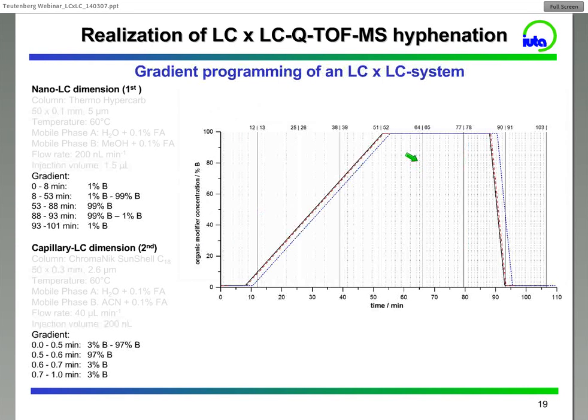Okay, gradient programming in this case was kept very simple. So for the nano LC dimension, we used a very long linear gradient with an isocratic plateau at the end. And for the second dimension, we programmed cycle times of about 1 minute, which you can see here. So every minute, one cycle time in the second dimension is run. So in effect, it's very easy.